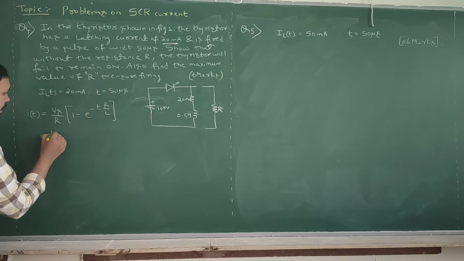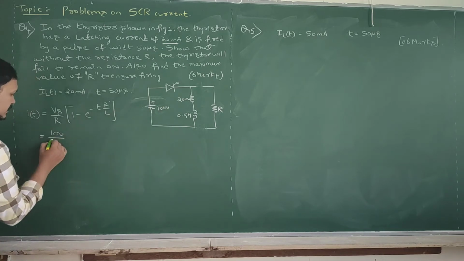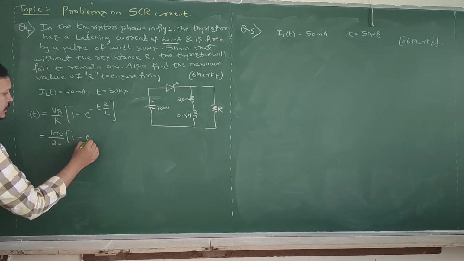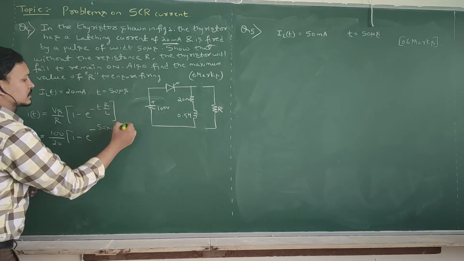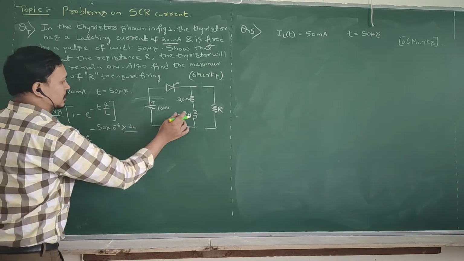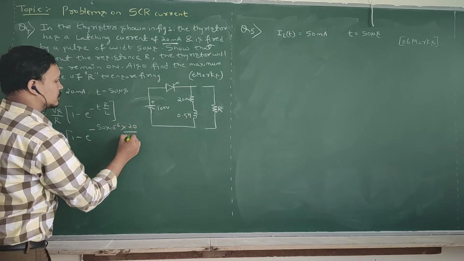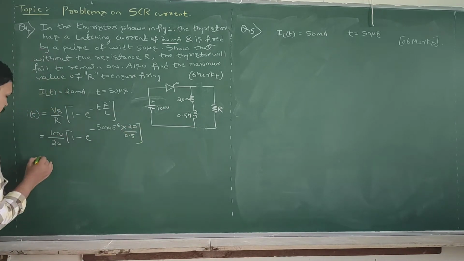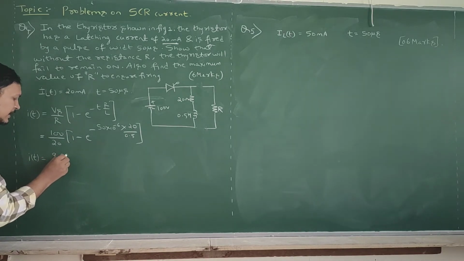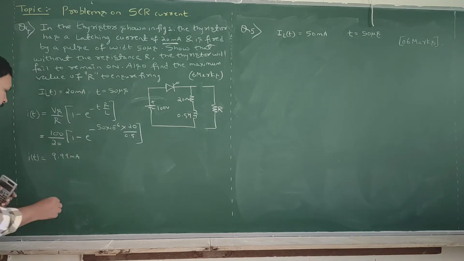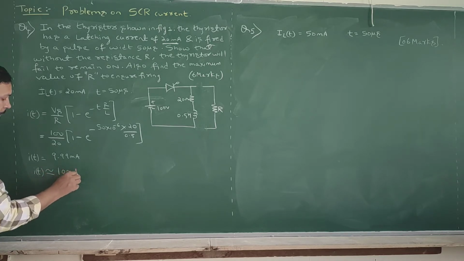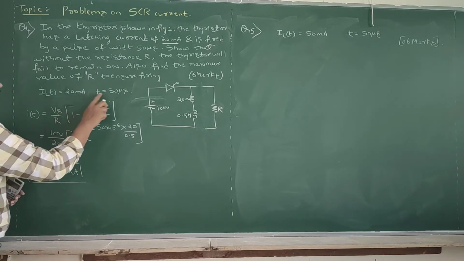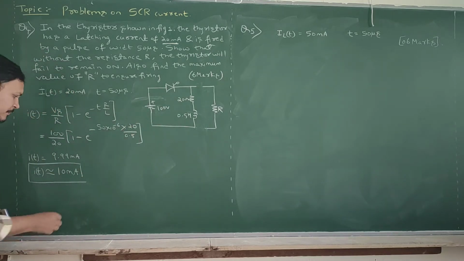What is Vs? 100 volts. What is the resistance? 20. Within the bracket 1 minus e to the power of minus, what is the time given? 50 microseconds, into what is the resistance? 20 divided by what is the inductor value? Inductor value is 0.5. So do it in the calculator. Okay, you will get 9.99 milliampere. So therefore, I can write, rounded up, 10 milliampere. So the current flowing in this particular circuit is 10 milliampere.